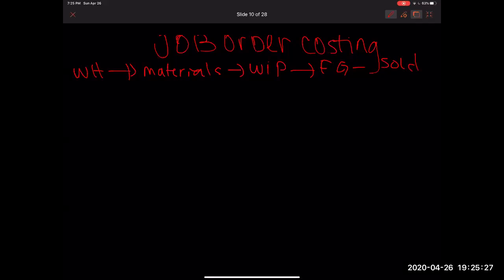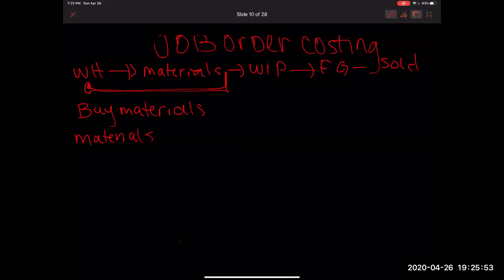In the prior video, we captured up until here, right? When we looked at this before, we saw that first we need to purchase the materials from our suppliers. The way we captured that was through a debit to materials of X amount of dollars, and then a credit to accounts payable to pay it off later, right?